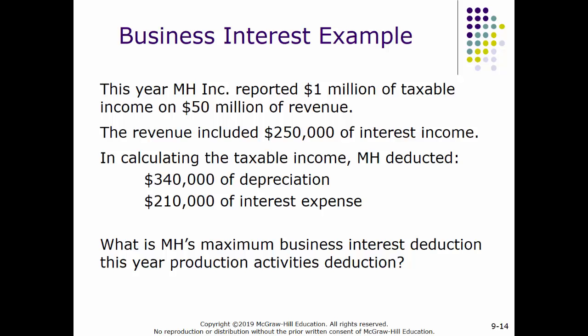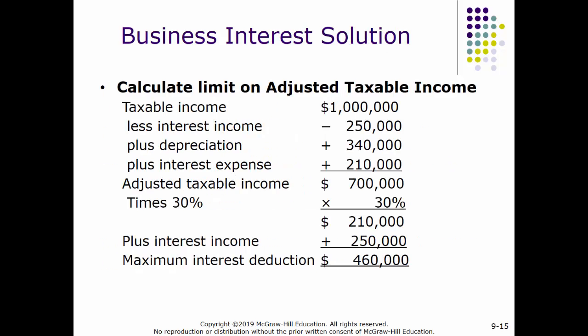Also, the depreciation and interest that was deducted would have to be adjusted. So we're going to add that back in. So we can start with taxable income, which did include some interest income that we're removing, the $250,000, and it did take into account some depreciation and interest expense. And because that's not to be included in the adjusted taxable income formula, we're going to add those two expenses back in. So the base then is $700,000 times 30%, which is $210,000.